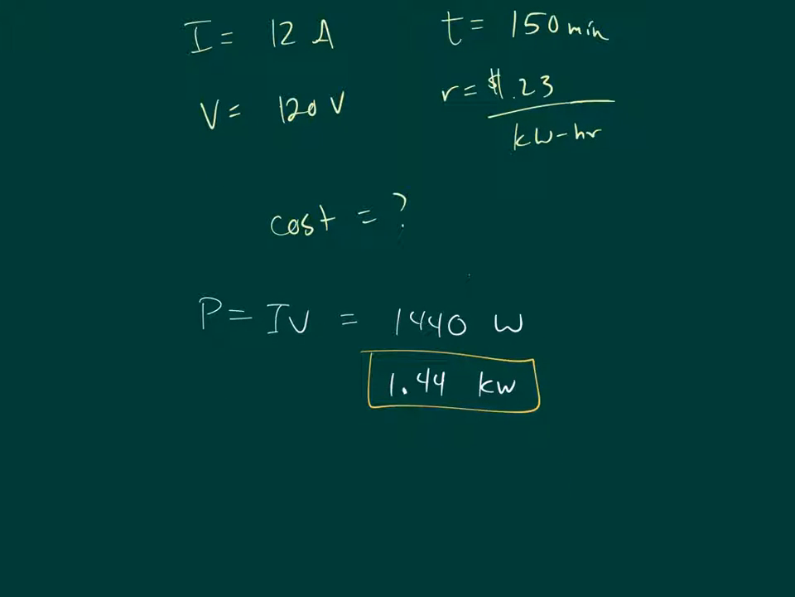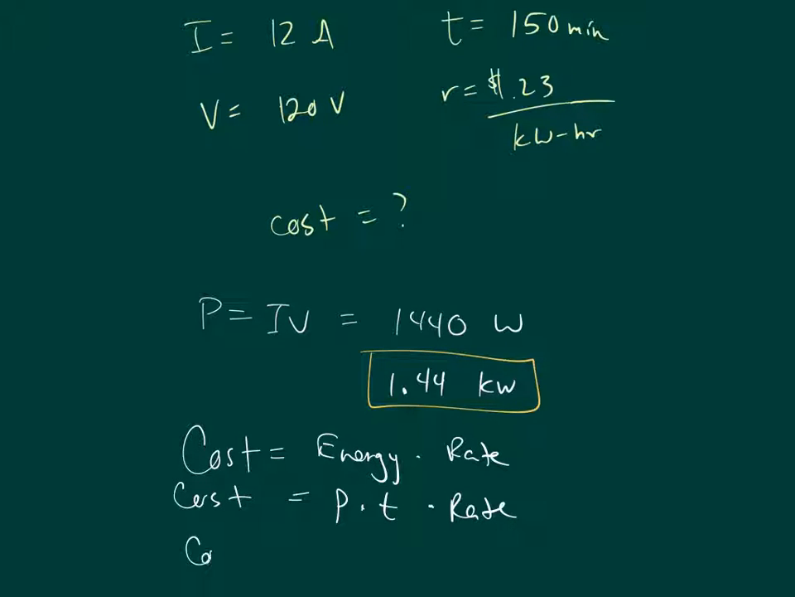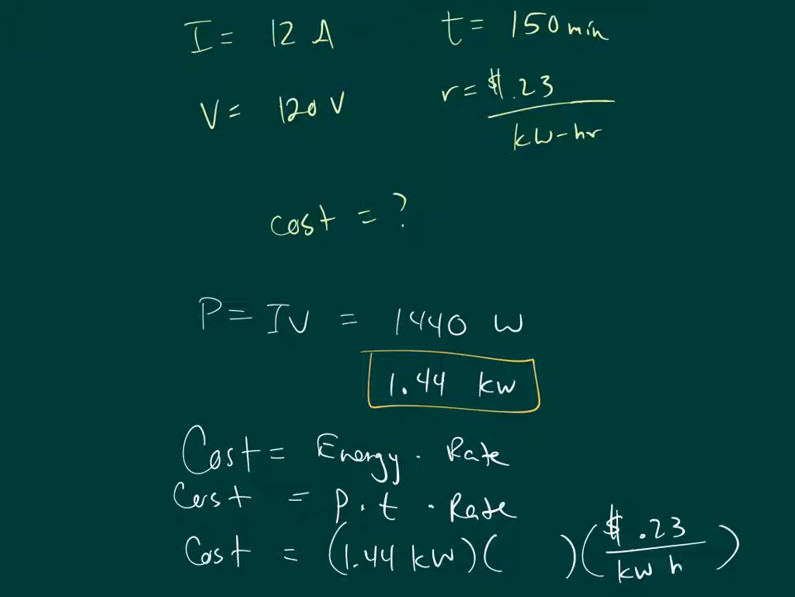Now I remember that my formula is cost equals energy times rate. And energy is power times time. So really, all I'm doing is taking that power of 1.44 kilowatts, times the time, times the rate. The rate is fine. I've got that on the end. But what's the problem right now? What am I missing? The time. The time is 150 minutes. What is that?